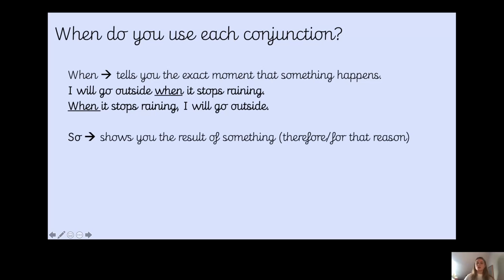Now the next one, so we're on to our coordinating conjunctions now. So shows you the result of something, and it can almost be replaced, if you think about it when you're writing it, with therefore or for that reason. So here's an example. It was raining, so we didn't go to the park. So the result of it raining was the fact you didn't go to the park. If it wasn't raining, then you would have gone to the park, but it was raining, so the result of that was that you didn't go to the park.